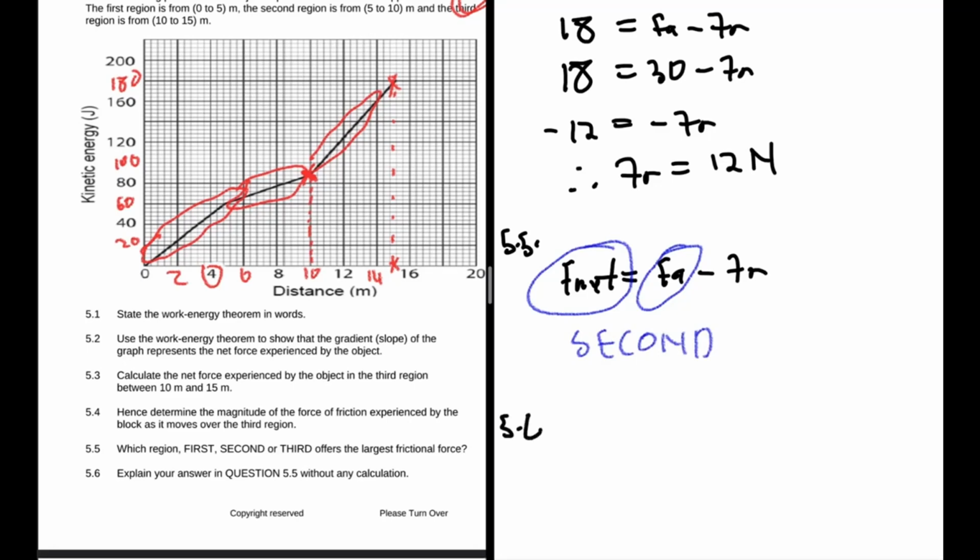And then 5.6 says explain your answer in question 5.5 without any calculation. That's basically what we just did, right? But then another way of doing, we can actually do the calculations, and you're supposed to get a frictional force that is less than that of the region 0 to 5 and the region 10 to 15. In the diagram below, a small metal sphere A on an insulating rod has a charge of minus 80 times 10 to the power minus 9 coulombs.